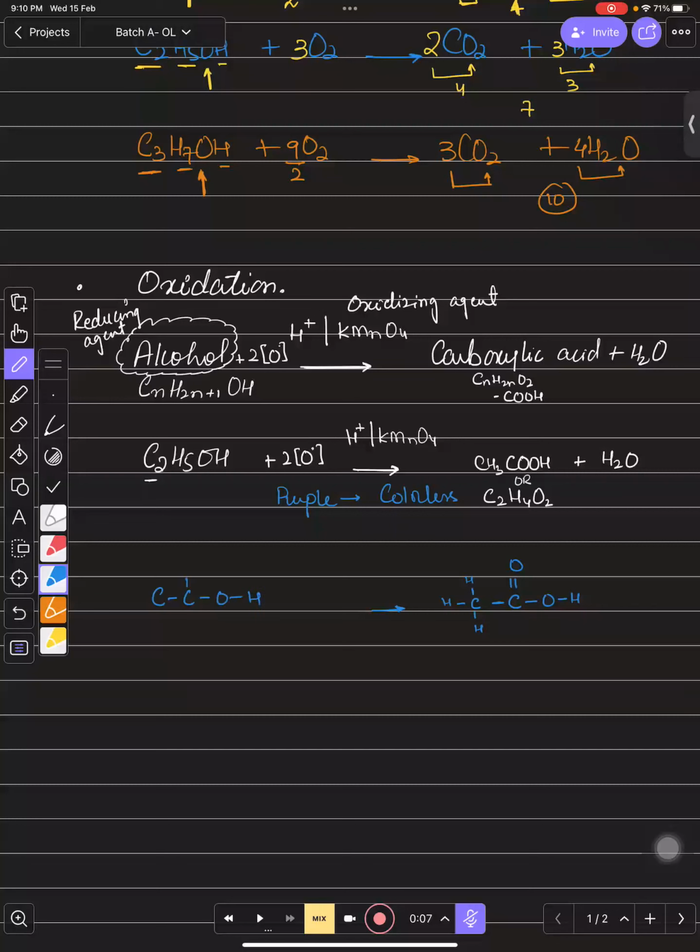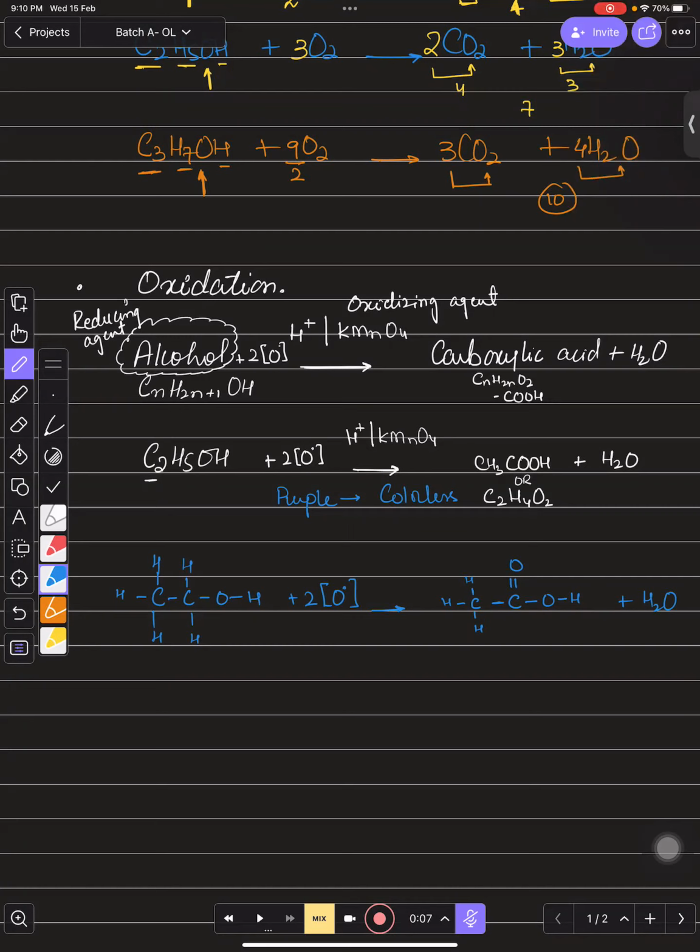When you are going to oxidize this in the presence of an oxidizing agent, which is KMnO4 in our syllabus, right? The only oxidizing agent in our syllabus is KMnO4. Along with it, a water molecule would form as well, and you can write the oxygen from KMnO4 in this way. And we use acid. You can even use sulfuric acid. You can even use hydrochloric acid to speed up this reaction.